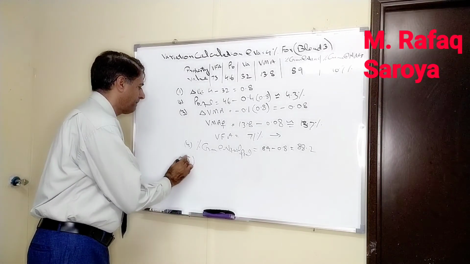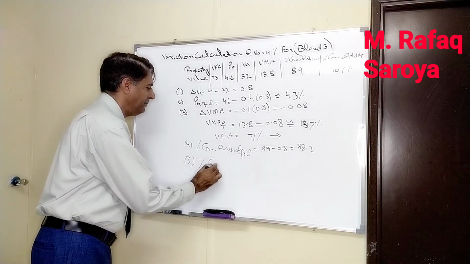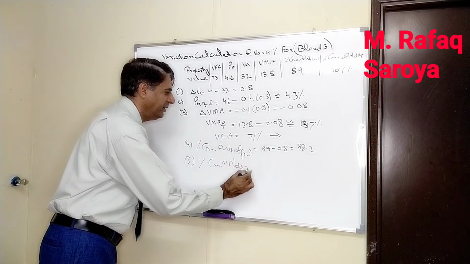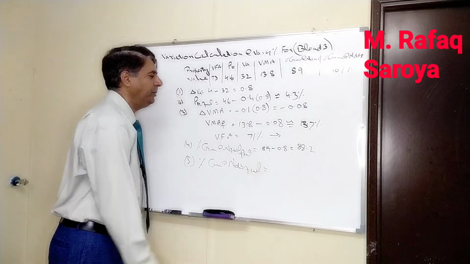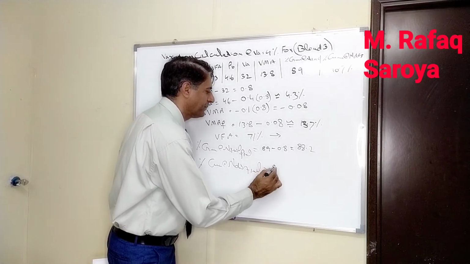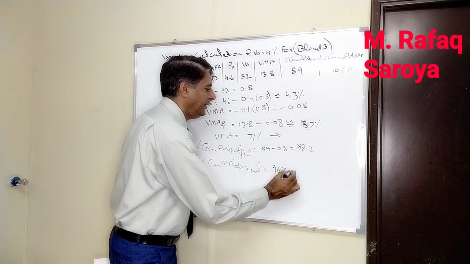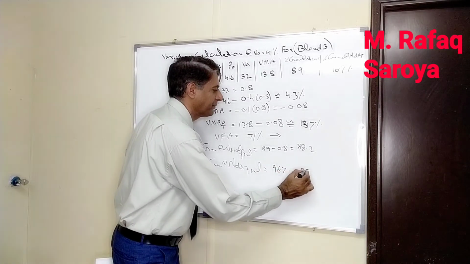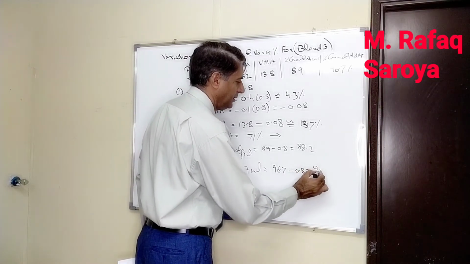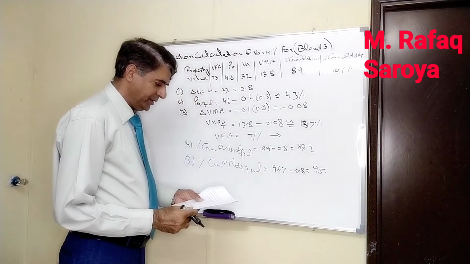Fifth one, percentage of GMM at the rate of N dash final would be equal to 96.7 negative 0.8, approximately 95.9%.